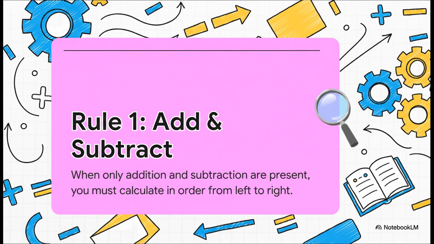Okay, so let's jump in with rule number 1. When you're only dealing with adding and subtracting, things are super straightforward. There's no complicated hierarchy to worry about. You just solve from left to right. Simple as that, just like you're reading a book.